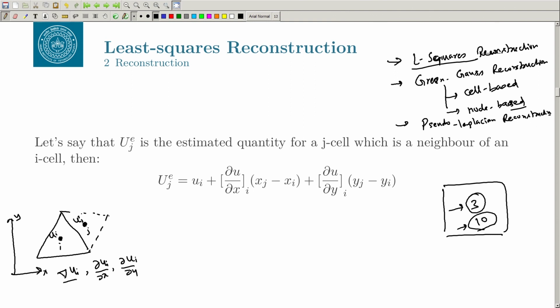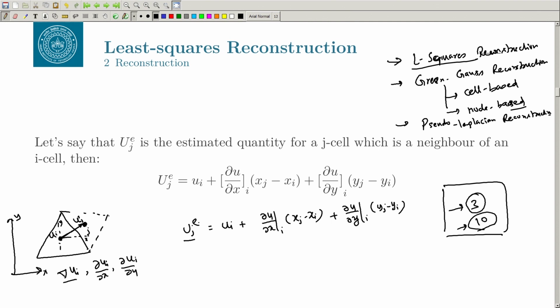You can define the gradient u_j estimated, calculating from i. That will become u_i plus, so this is my x and this is my y, you take the gradient with respect to x. So, this is del u by del x at i times (x_j minus x_i), plus del u by del y at i times (y_j minus y_i). Very simple, basically we use the Taylor series. So, from i we are getting the value at j.